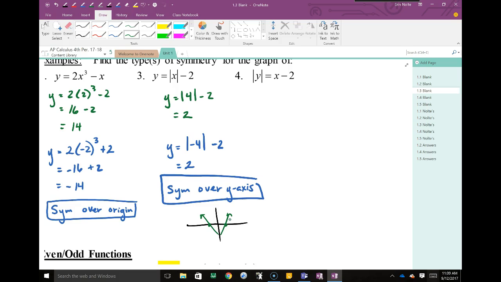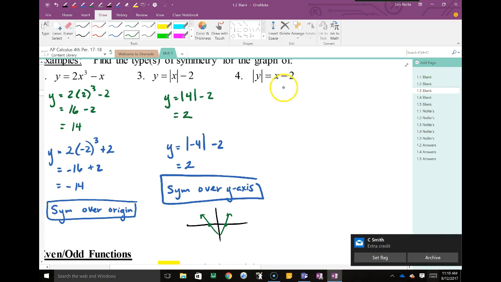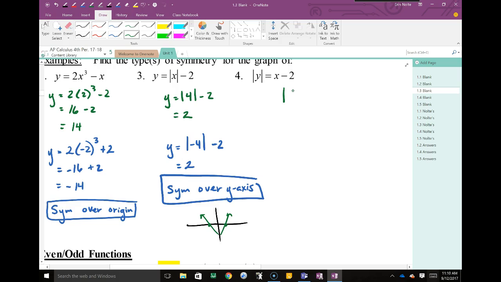Okay. What about number 4? What do you think that looks like for starters? Good. Since our y has the absolute value, it's your v that's tipped sideways. So which kind of symmetry should we test? The x-axis. Okay, so for x-axis symmetry, what do we want to do? So we're going to plug something in for what? Into our y, right? So should we use 2? Is 2 okay? This is going to be that same situation. Let's pretend we're going to use 4.